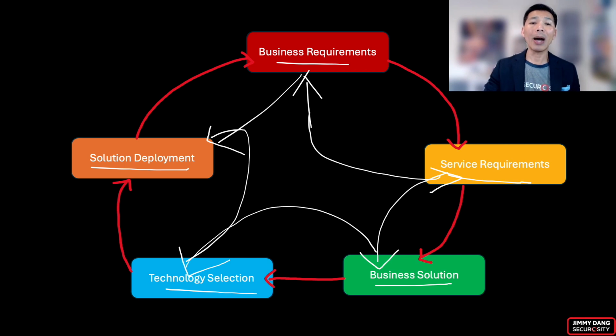Now, throughout this life cycle, continuous communication and alignment between business stakeholders and technology experts are essential to ensure that the chosen solutions effectively enable and support the organization's business processes and objectives.